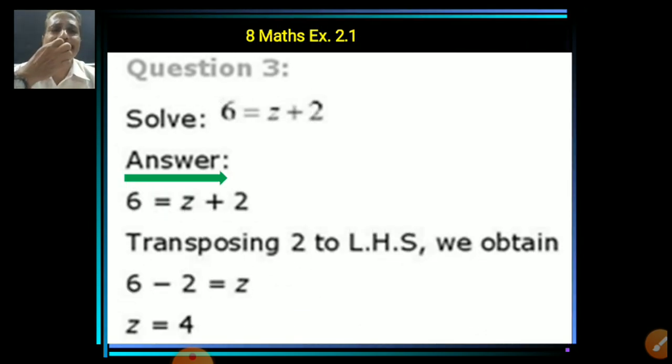Let's take the third question. Here, in the exam, by all this exercise we have to check and solve all the answers, because in the exam or anywhere you can find in test papers, the question format may be changed. That's why you should try more different types of questions. Very good, student. Yes, here is the question. 6 is equal to z plus 2.